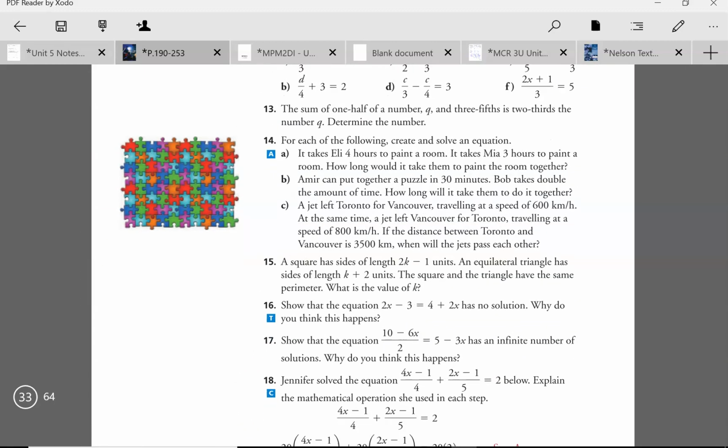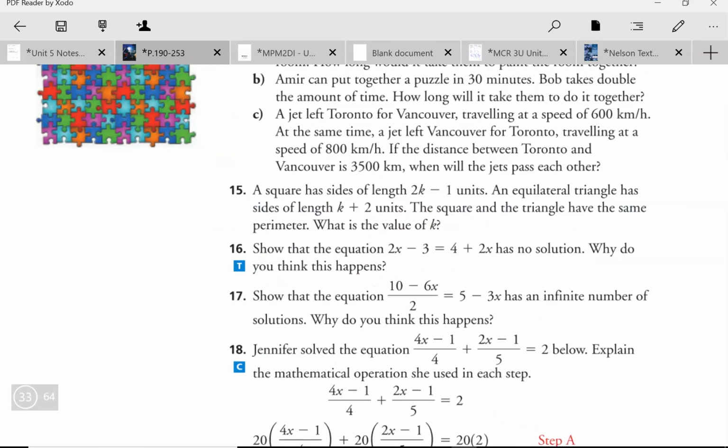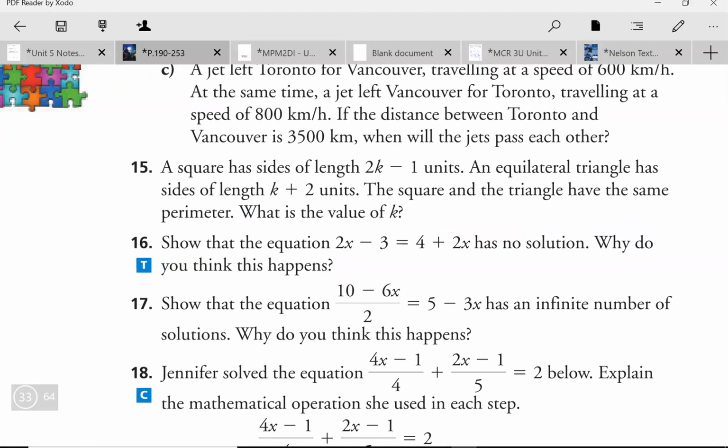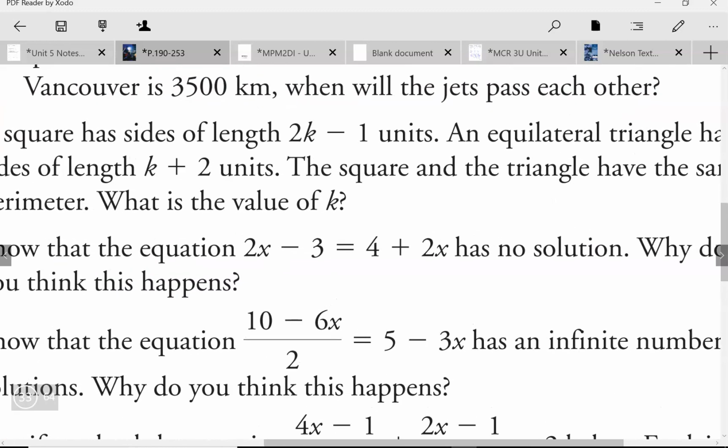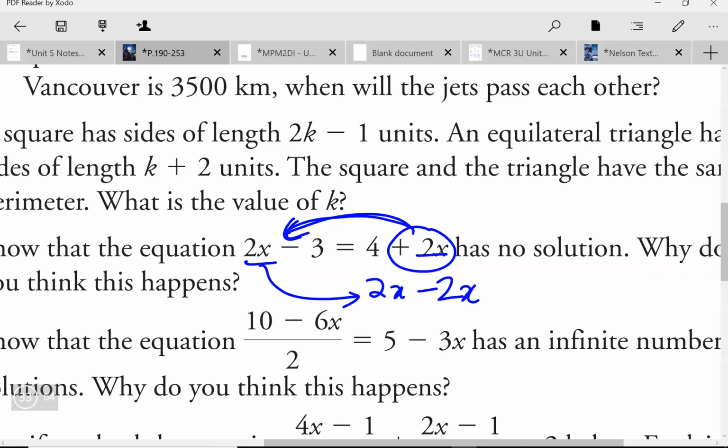Okay, this looks like a part where the fractions come in. So okay, show that the equation 2x minus 3 equals 4 plus 2x has no solution. Why do you think that happens? Again, we're going to try and solve for x here. If we move this 2x over to this side, I get a minus 2x, because I'm moving the entire term, equals 4.